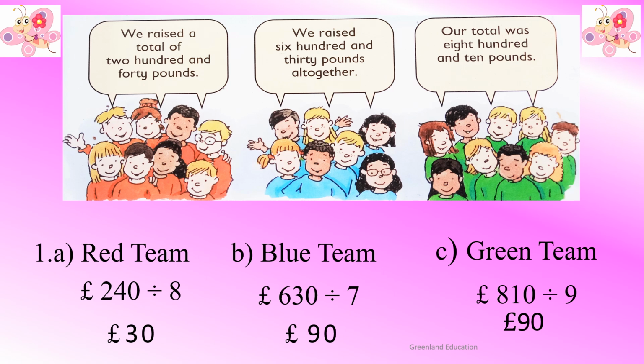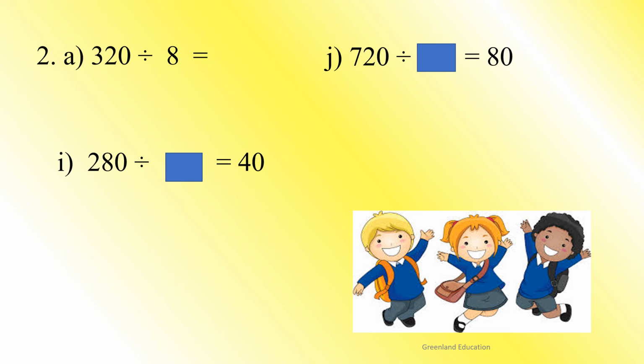Children, second question also you have to do according to these methods. Second question. A. 320 divided by 8. You have to follow the first question method to do the second question also. 320 you should divide by 8.